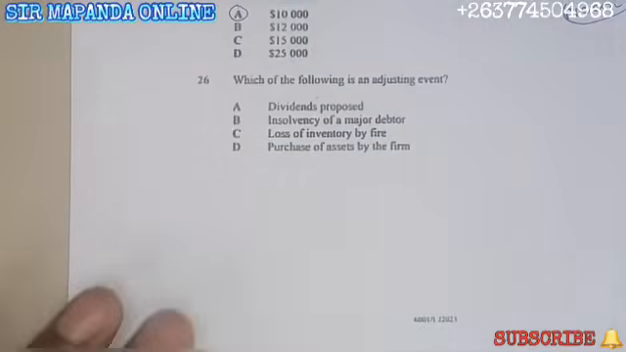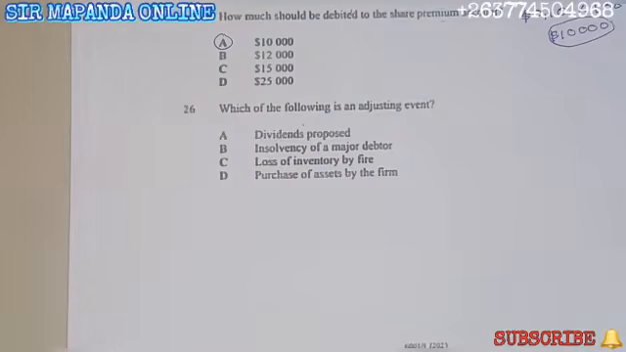We move on to question number 26. Which of the following is an adjusting event? Remember, an adjusting event is a post-balance sheet event which relates to conditions that existed before the balance sheet date. I hope you are following. It's something which can be adjusted even after the balance sheet has been prepared. Why? Because there is evidence of an event which occurred before the balance sheet date.